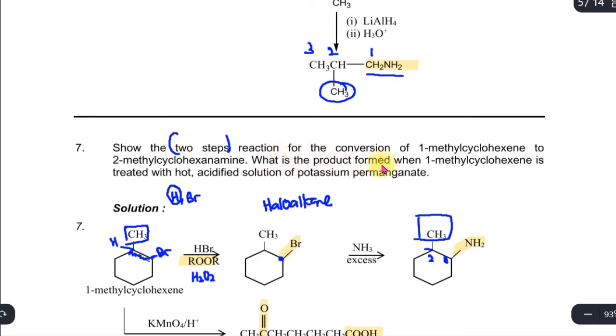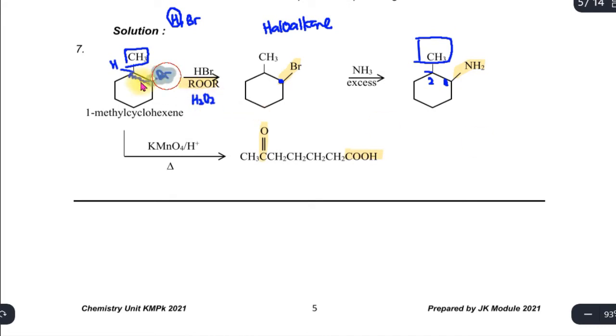What is the product formed when 1-methylcyclohexene is treated with hot acidified solution? Okay, this is the oxidative cleavage. Oxidative cleavage, okay, I erase everything. Let's check together. It will break the bond. Because this is a cyclic compound, a cycloalkene, cyclohexene, it only forms one product.